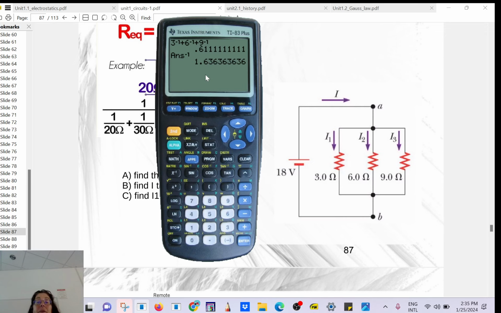Okay, so the thing to remember is that the equivalent resistance is always smaller than the smallest one. So typical conceptual question, when you have a circuit in parallel, the equivalent resistance will be always smaller than the smaller one. If you have a circuit in series, it's the opposite. The equivalent resistance will be always larger than the smallest one.